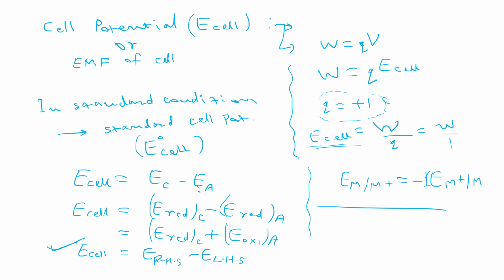Now, if we want to write the formula in standard conditions, then the cell potential becomes standard cell potential, so it becomes E naught cell. Then we write E naught reduction of cathode minus E naught oxidation of anode. And when we use oxidation, we have to take plus here, because minus reduction of anode equals minus one times this. In case of standard, the temperature will be 298 K and the concentration should be 1 molar, right?